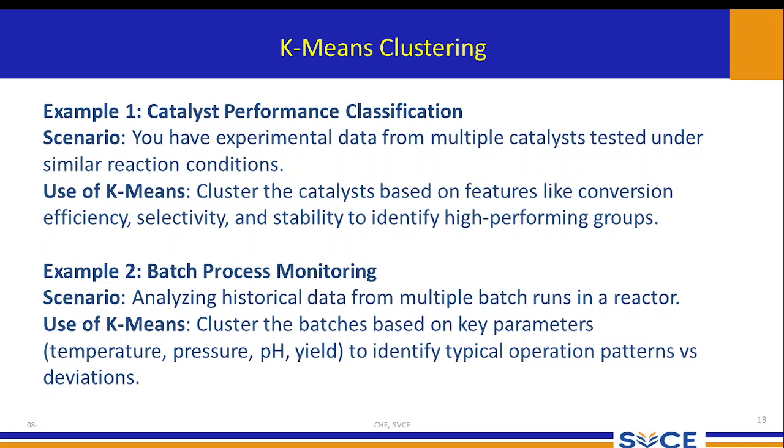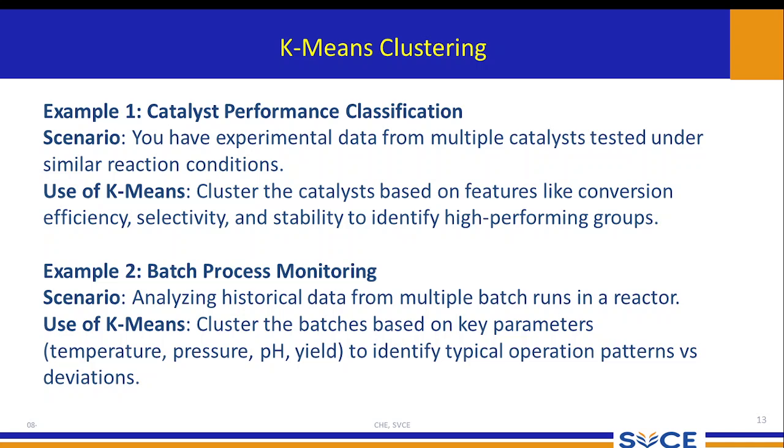So we have experimental data from multiple catalysts tested under similar reactor conditions. Please underline the words "under similar reaction conditions." In that case, we can go for k-means clustering. Cluster the catalysts based on their features. What are the features of the catalyst? It may be conversion efficiency, selectivity, and stability, to identify the high-performing groups. So this is an example of k-means clustering.